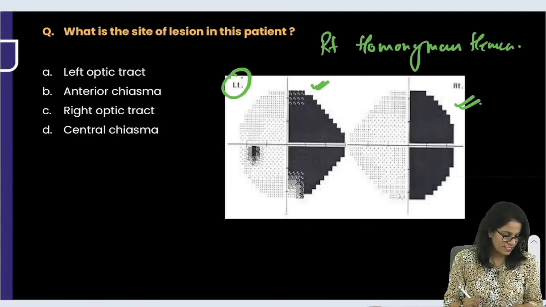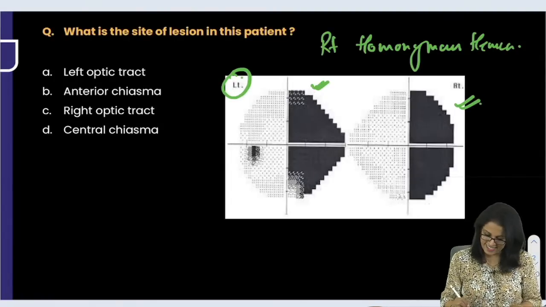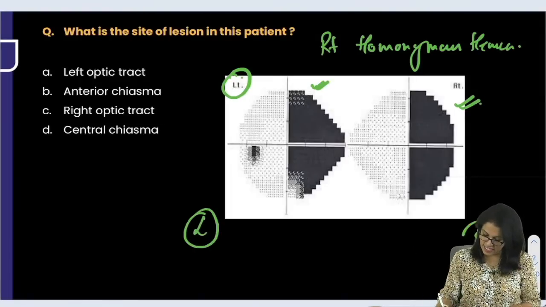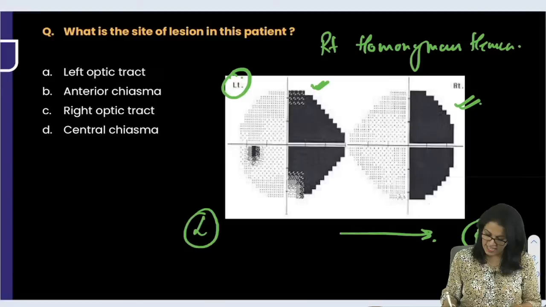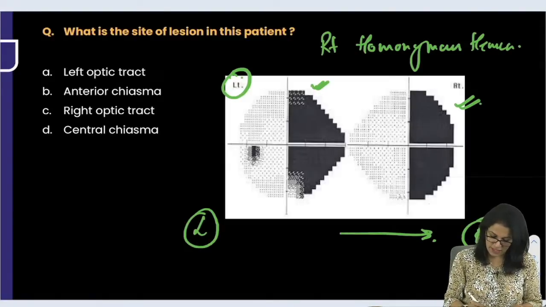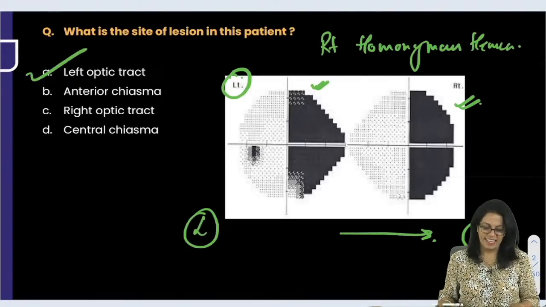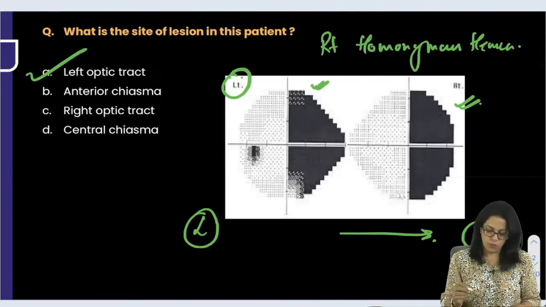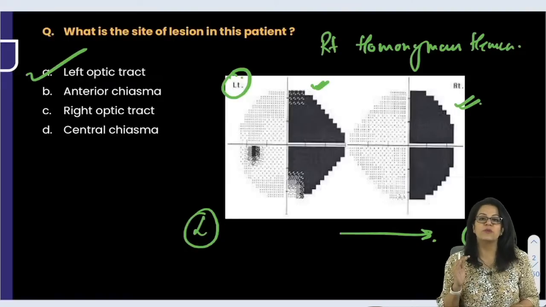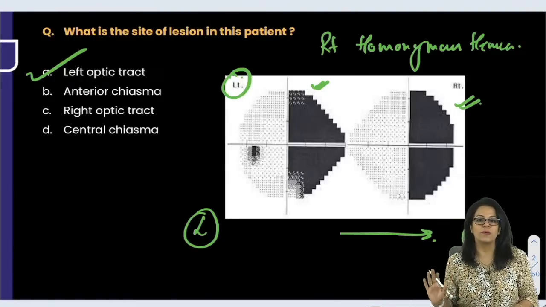Why are you all answering C? This is a right sided field defect. Can we see this? This is the left side, this is the right side. So, this becomes a right sided field defect. If it is a right sided field defect, it will be the left optic tract. So, answer is A. Homonymous hemianopia has to be due to optic tract lesion. We all know this, right?